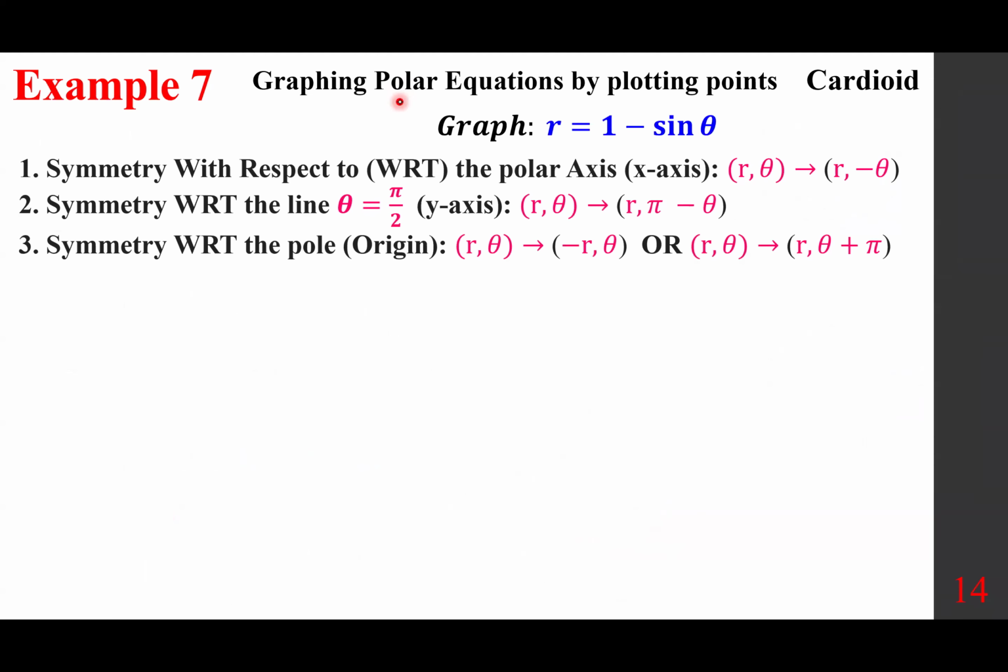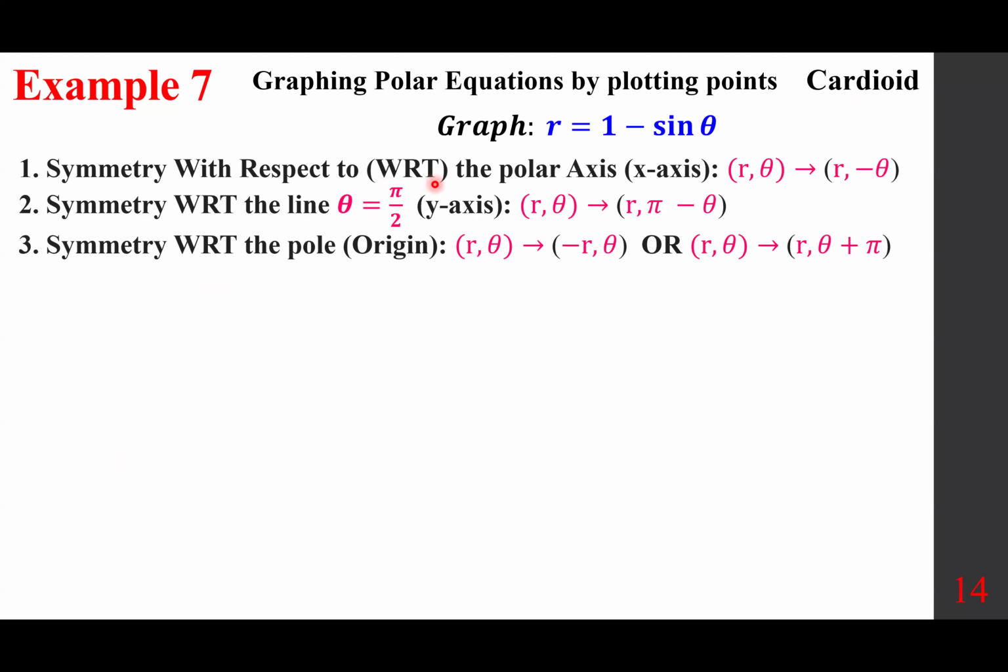Graphing polar equations by plotting points. Graph r equals 1 minus sine theta, which is a cardioid. It's like a heart. So first of all, class, the way you graph this, you can plot points. Some of the points, of course, are easy to find. Some of them you might need a calculator, but go with common arcs, common angles. It's very easy to see. But we want to add the concept of symmetry we learned here.